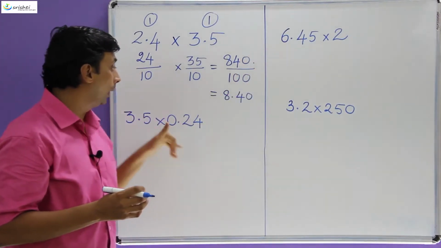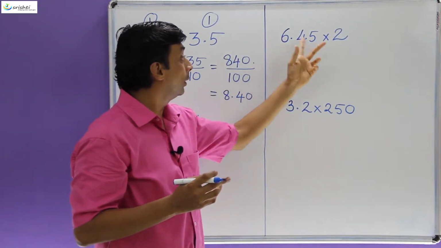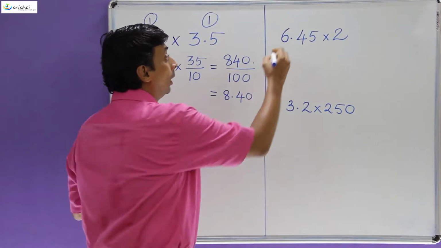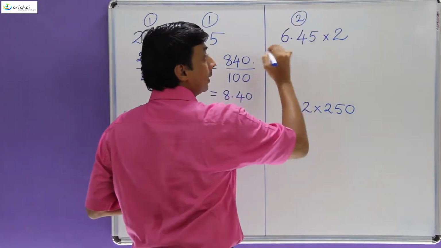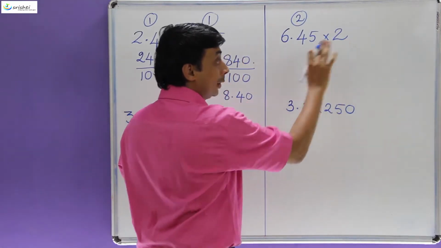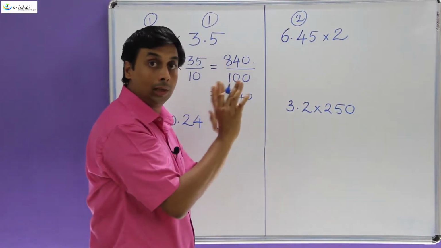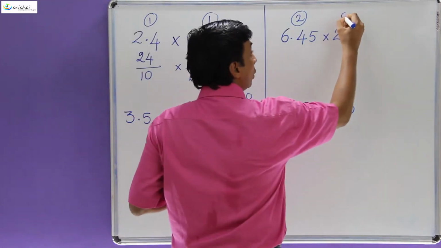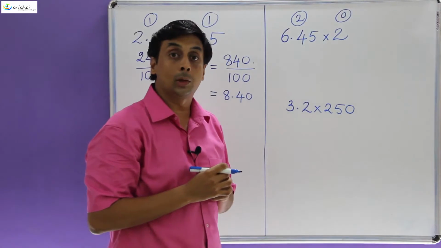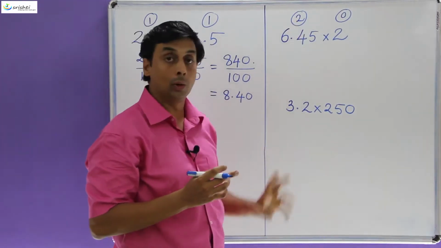So now let's quickly try to compute all the other answers. First, 6.45 into 2. How many decimal places are in this number? There are 2 decimal places. How many decimal places in this number? There is actually no decimal place, right? 2 is nothing but 2.0. So actually there is no decimal place. So there are 0 decimal places. So in the answer, how many decimal places do you expect? You expect 2 decimal places. 2 plus 0 is 2.